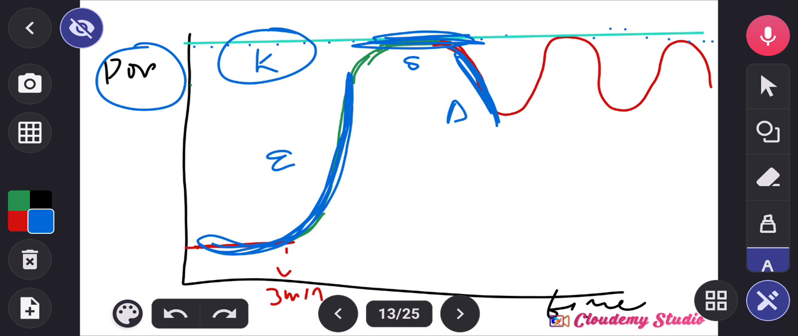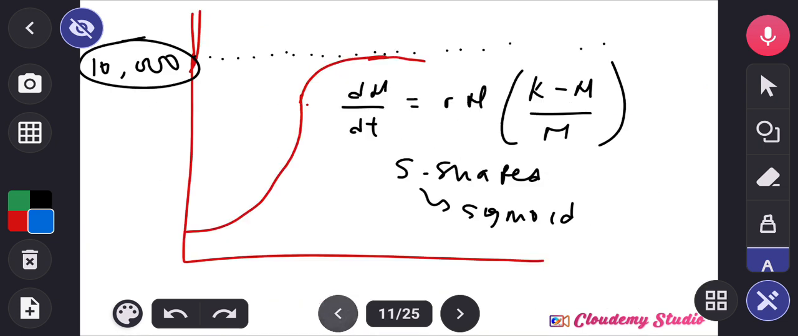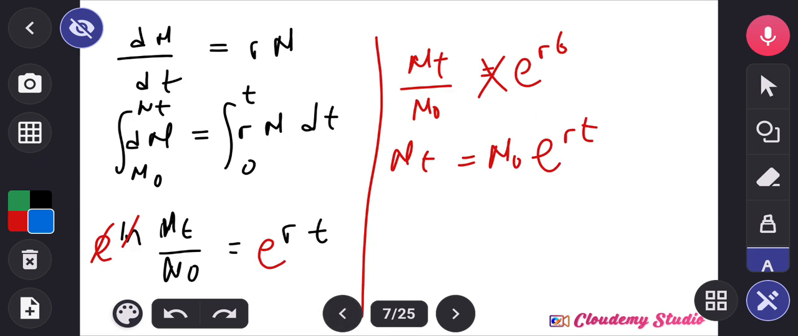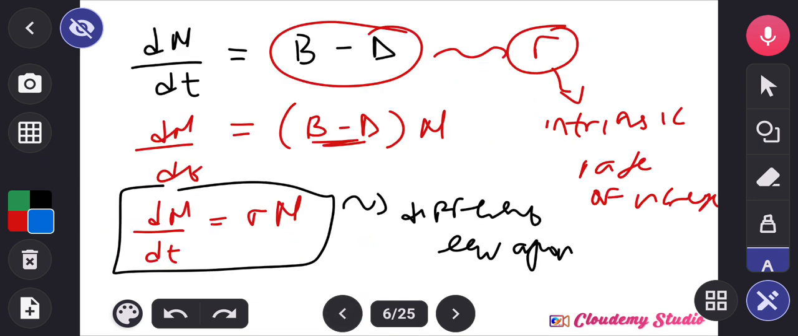So if you use logistic model, carrying capacity is known. If you use exponential growth model, carrying capacity is unknown. You understand? And this is the first part of the population growth model that we are going to be talking about. In the next video, we are going to talk about what are the factors that regulate population growth? What are those factors that are involved in the regulation of population growth?